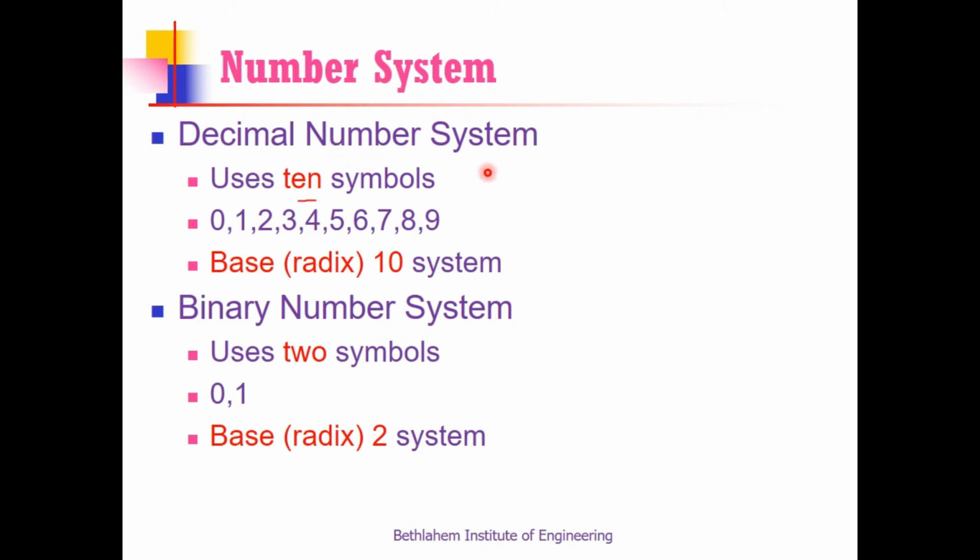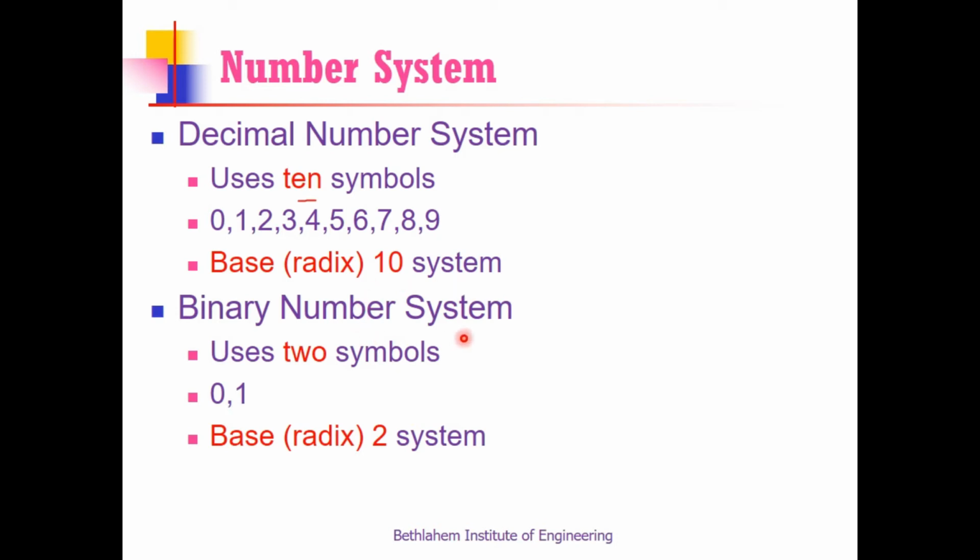First, decimal number system. Decimal number system uses 10 symbols. So the 10 symbols are 0, 1, 2, 3, 4, 5, 6, 7, 8 and 9. Since it has 10 symbols, the base of the decimal number system is base 10 or radix 10 system. Decimal number system uses 10 symbols, 0, 1, 2, 3 up to 9. Since it uses 10 symbols, it is known as base 10 or radix 10 system.